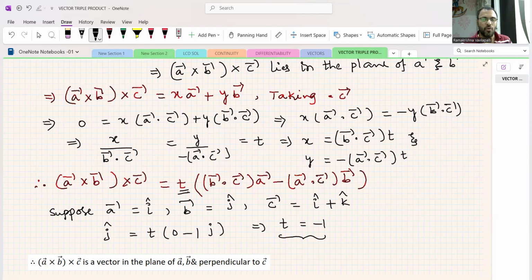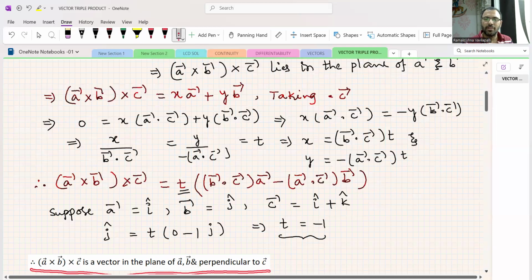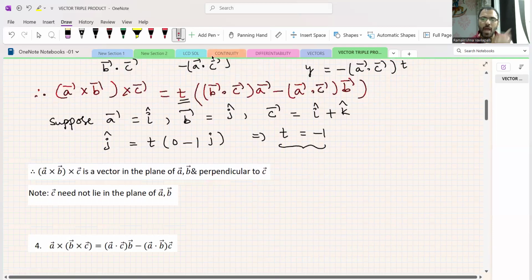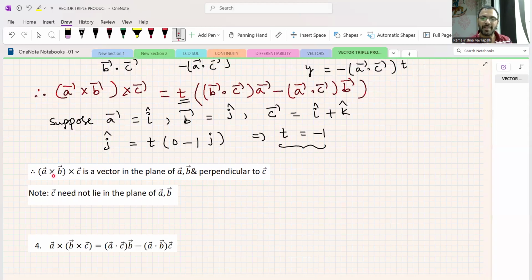Therefore, A bar cross B bar cross C bar is a vector in the plane of A bar, B bar and perpendicular to C bar. Remember, whenever this kind of sentence comes, you must immediately be able to identify what it actually means. So what is meant by A bar cross B bar cross C bar being a vector in the plane of A bar, B bar and perpendicular to C bar? Remember, C bar need not lie in the plane of A bar, B bar.